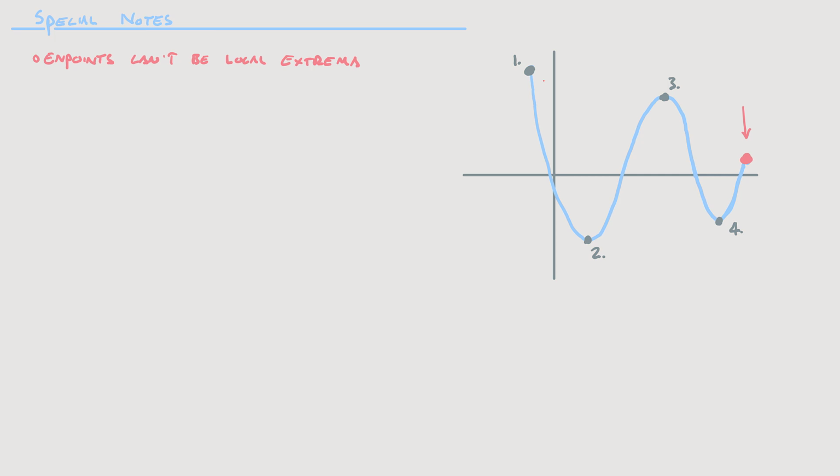The first one is that endpoints can't be local extrema. They can only be absolute extrema or kind of nothing, which is kind of what this one is. It's just an endpoint. So you might ask, well, why is that? Because I can draw a bubble around it and I can say, oh, look, the y values that are near this particular, what we would say is a maximum, are all smaller than it.